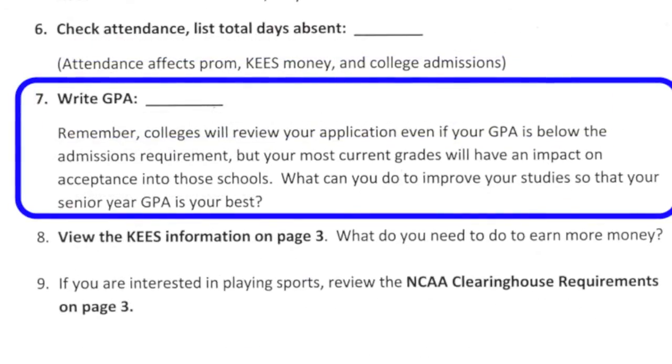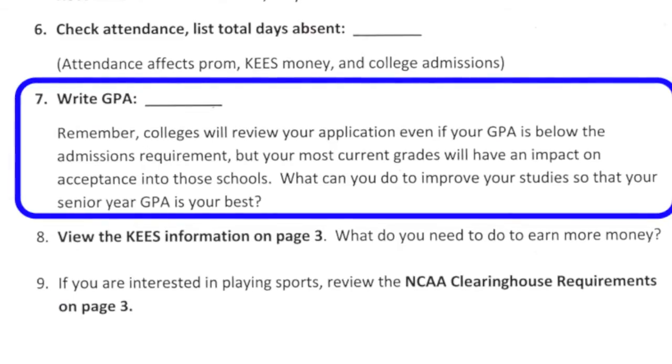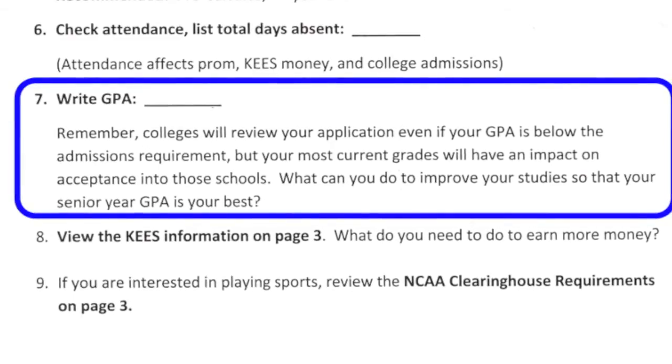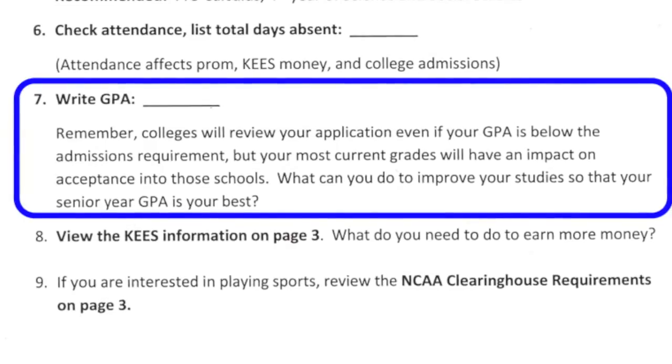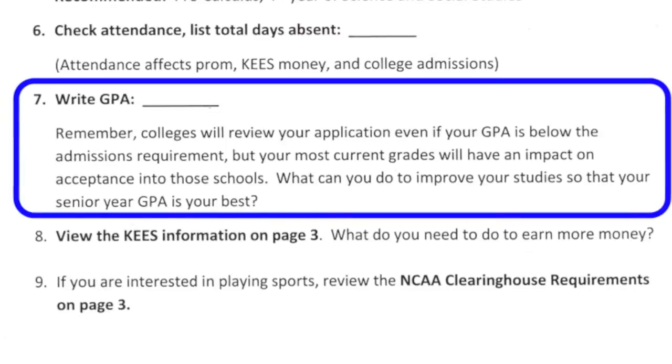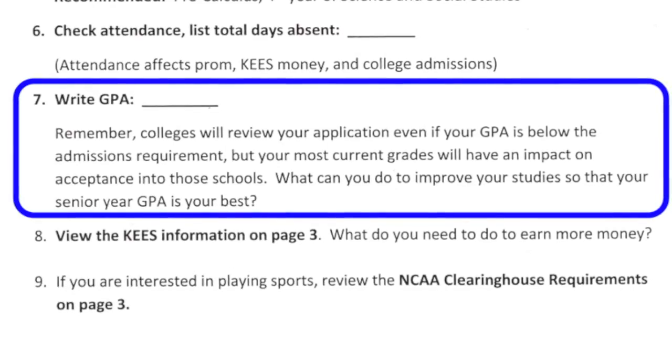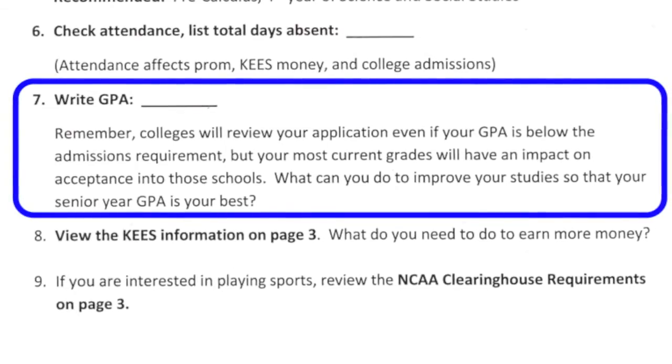Number 7, you're going to write your GPA, which is on the top right-hand corner of your transcript, on line number 7. Remember, colleges will review your application even if your GPA is below the admissions requirement, but your most current grades will have an impact on acceptance into those schools.